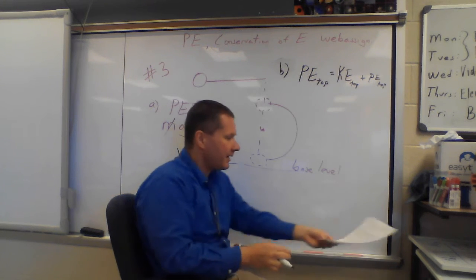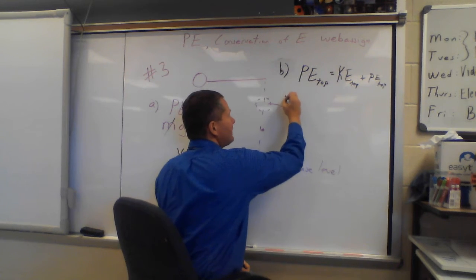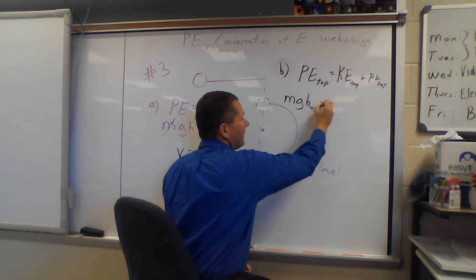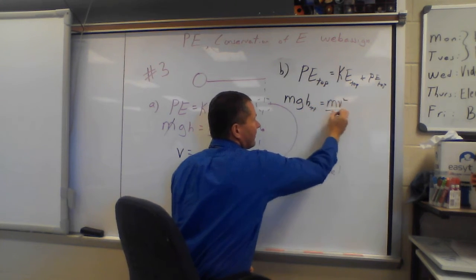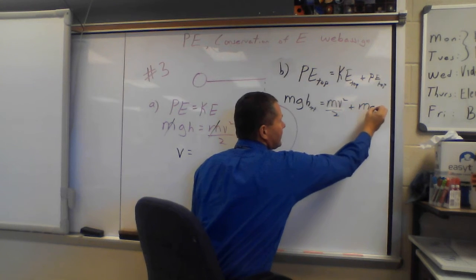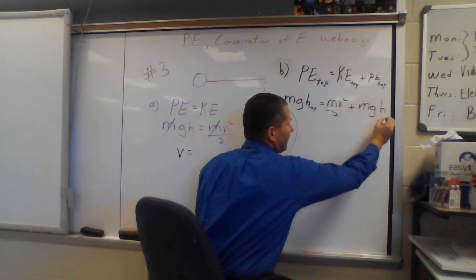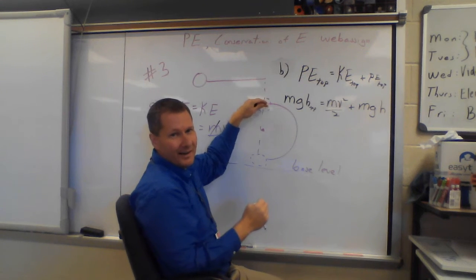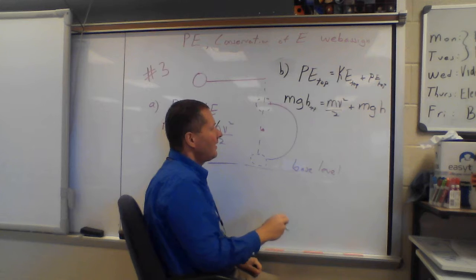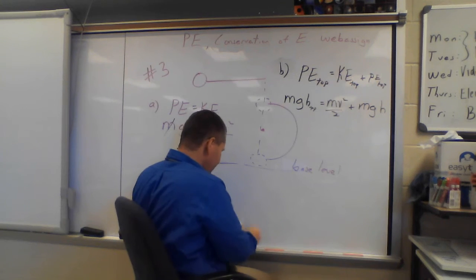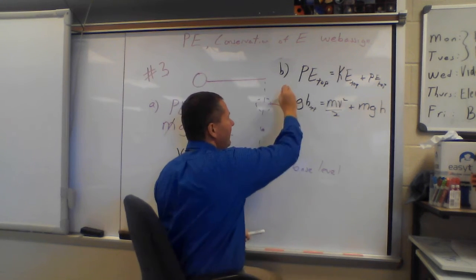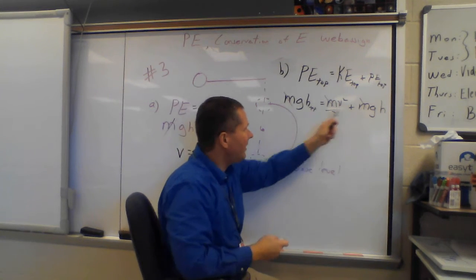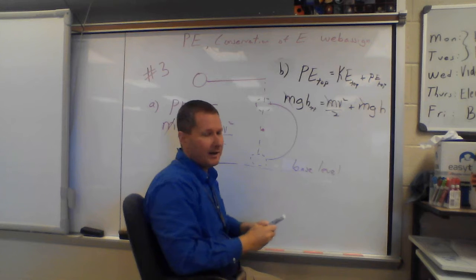We do want to get the speed there. So once again, we're going to do mgh, and I'm going to put top, equals mv squared over 2 plus mgh. That last mgh isn't really the bottom here, but it's this height here. So what can we do to make our life easy for this one? What can we get rid of? The m once again. There's a g there and a g there, but not a g there, so you can't get rid of those.